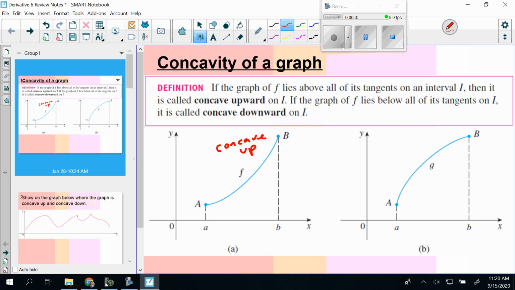If the graph lies below all its tangent lines, that's concave down. So no matter where I draw these tangent lines on this graph, the graph's always below. So we would say that this graph is always concave down. That kind of upward U shape is concave up. The downward one is concave down.